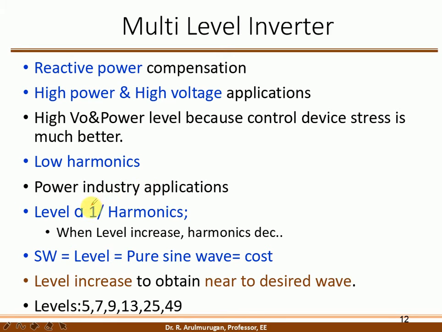Level is inversely proportional to the harmonics. As you increase the level, 3 level, 5 level, 9 level, 13 level, 25 level, 49, the harmonics decrease. But when the level increases, the number of switching devices also increases, and you get a pure sine waveform. But due to the increase in the number of switches, the cost automatically increases.